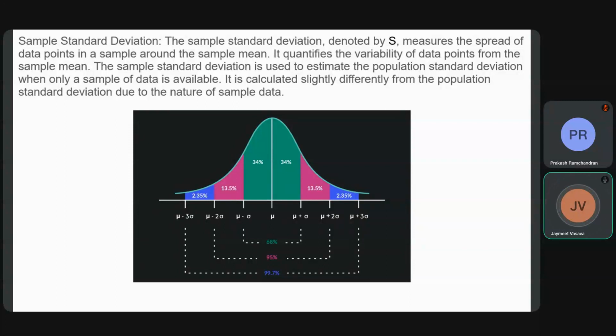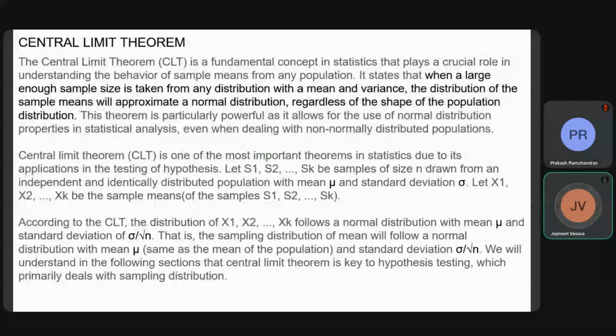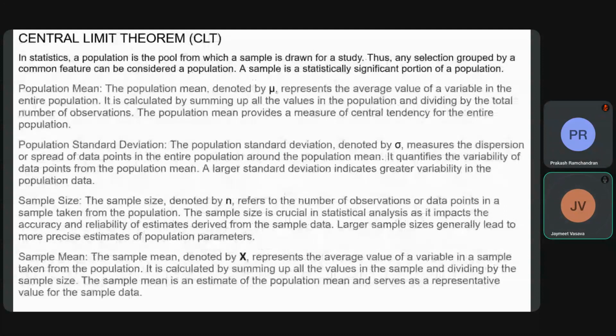The central limit theorem says that when a large enough sample size is taken from any distribution with a mean and variance, the distribution of the sample means will approximate a normal distribution, regardless of the shape of the population distribution.